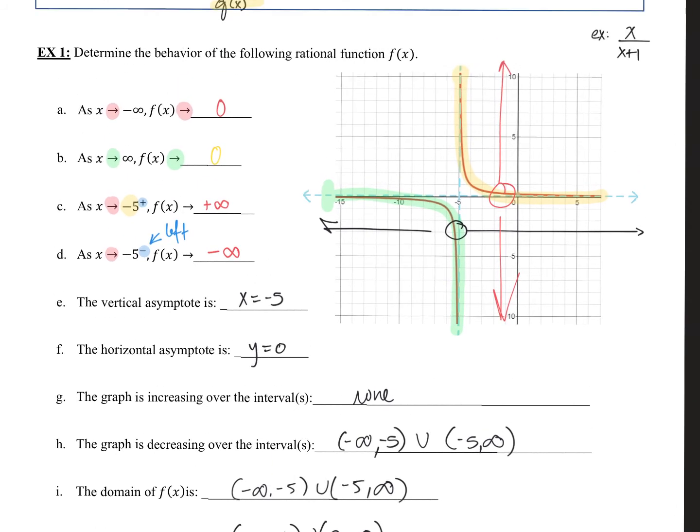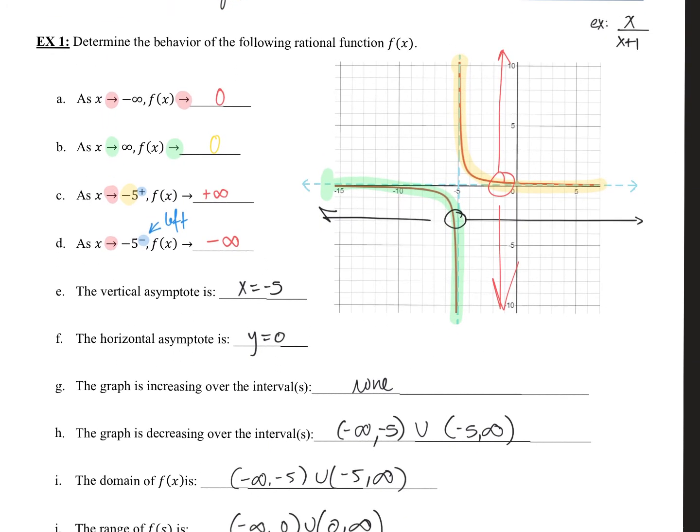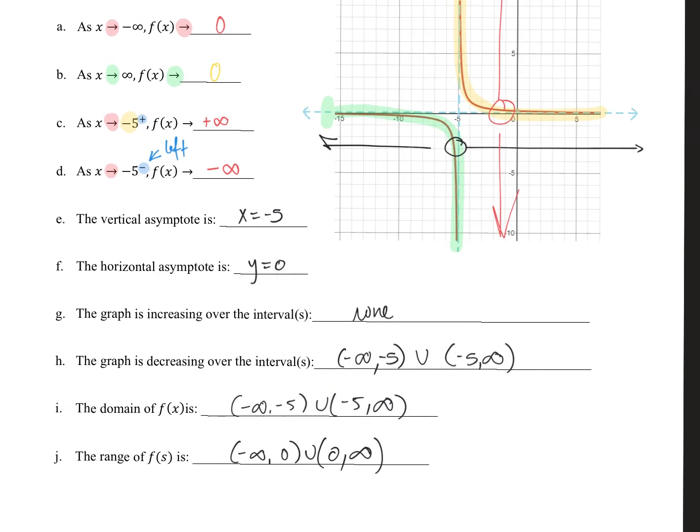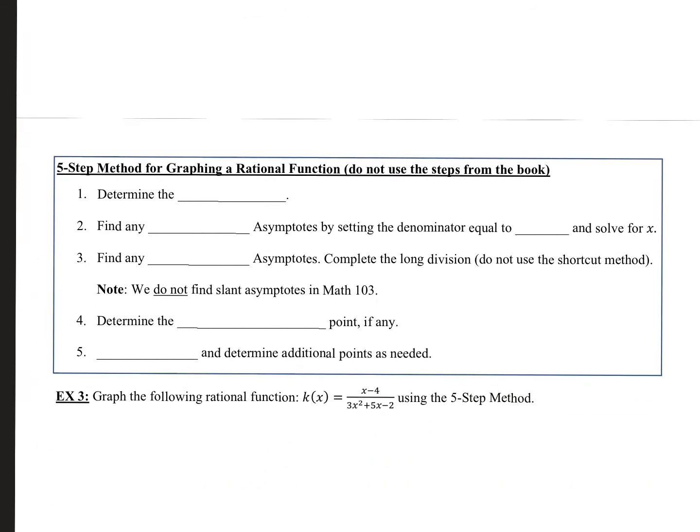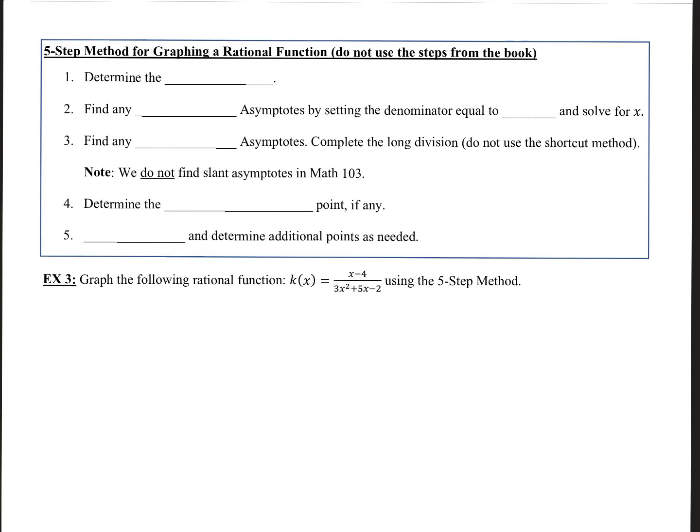Okay, so those are some special little facts that we'll look at for rational functions. A very good problem. Good to know the notation for parts A through D. Now let's go ahead and look at the 5-step method for graphing a rational function. So please note, do not use the steps from the book. Those steps are just provided by our book, but the department at WCC would like these 5 steps to be shown. So these are the 5 steps that I'll be grading and that I'll be looking for on your exams.